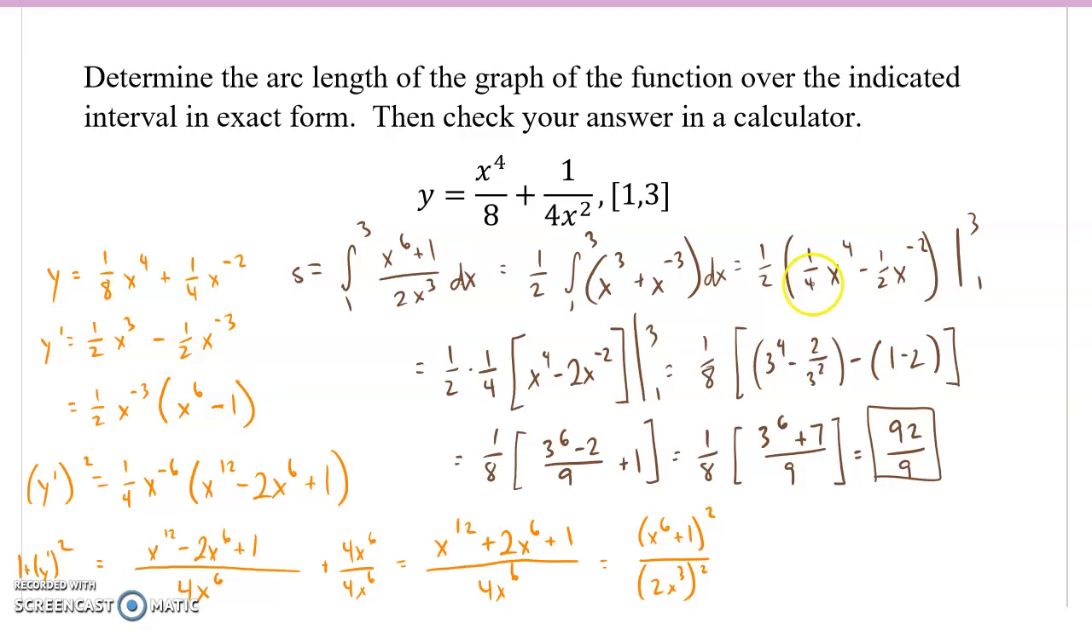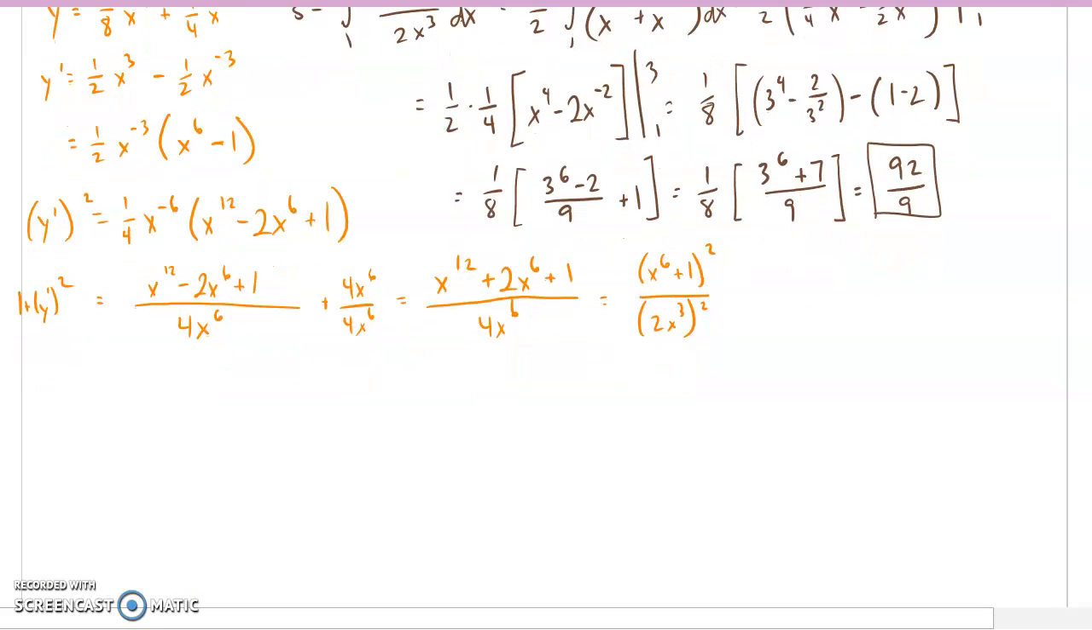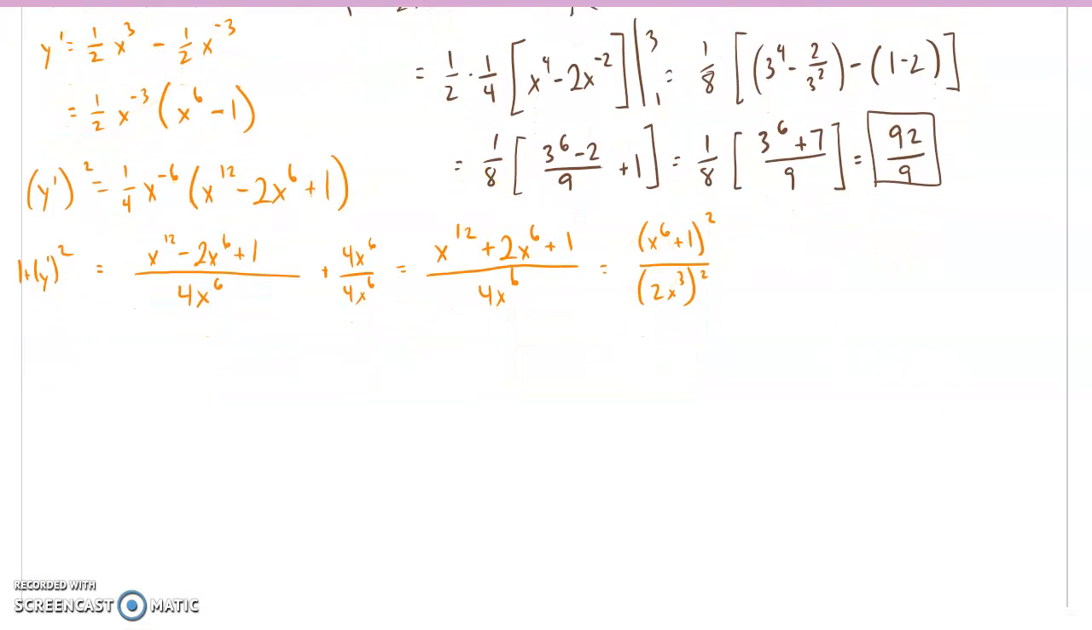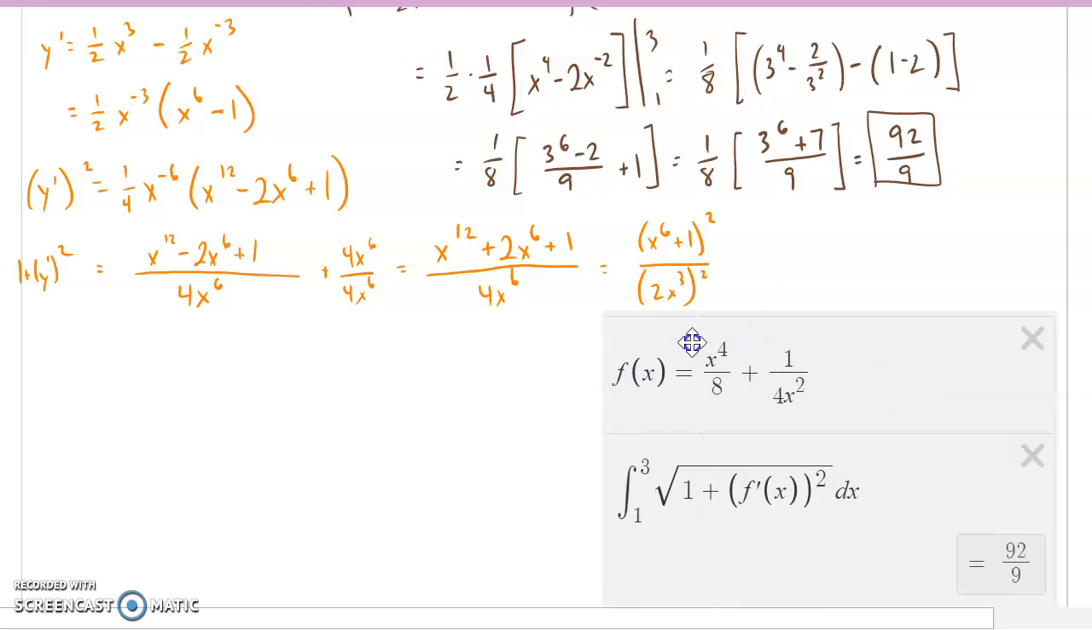And when we do, hopefully, if we check it in the calculator, we'll find that our answer is one and the same. And I happen to have some worked out calculator work that I'm trying to drag into the screen, and it's not letting me. Here it is. And lo and behold, according to our calculator, it is 92 over 9 for our final answer. That would be the length of that curve.